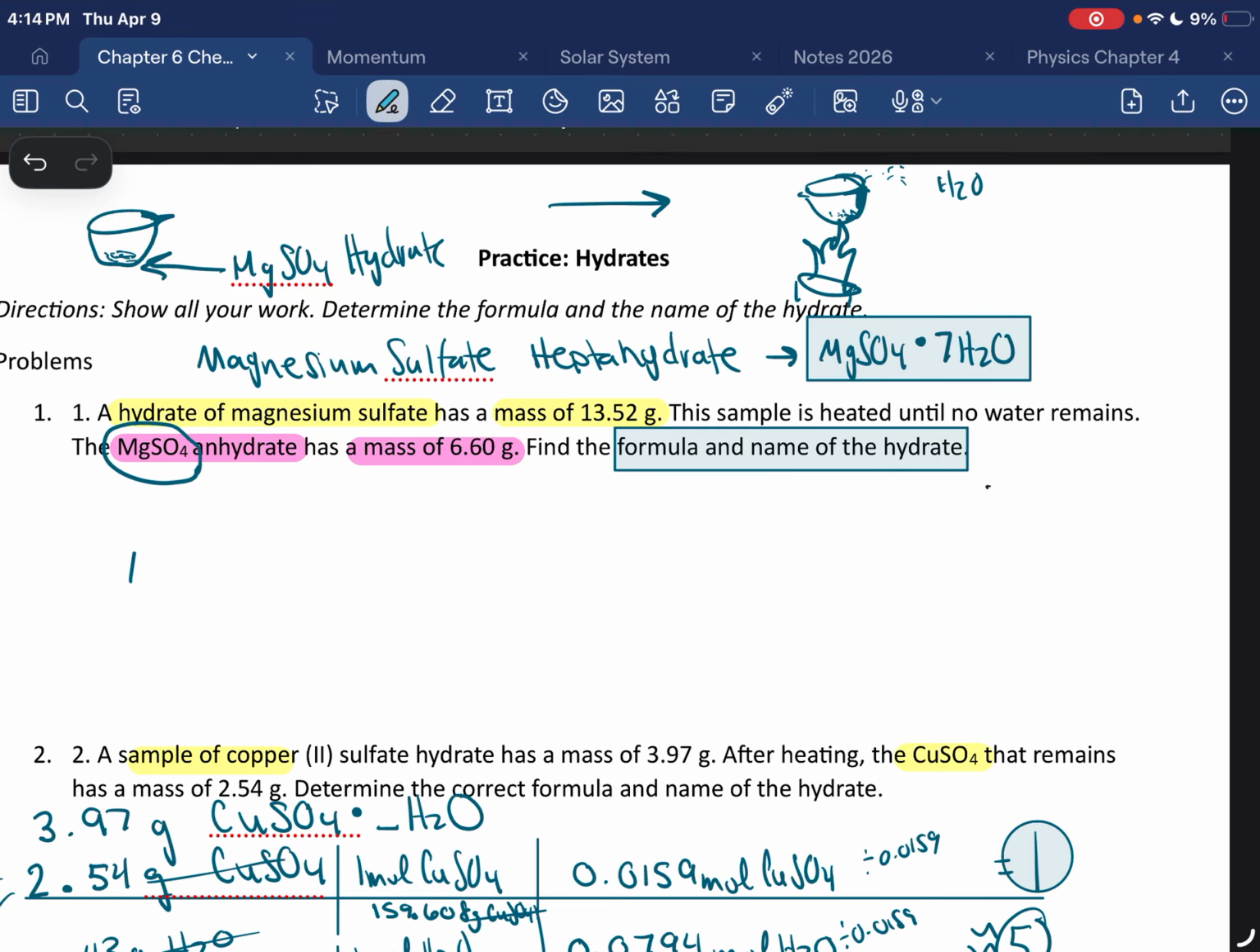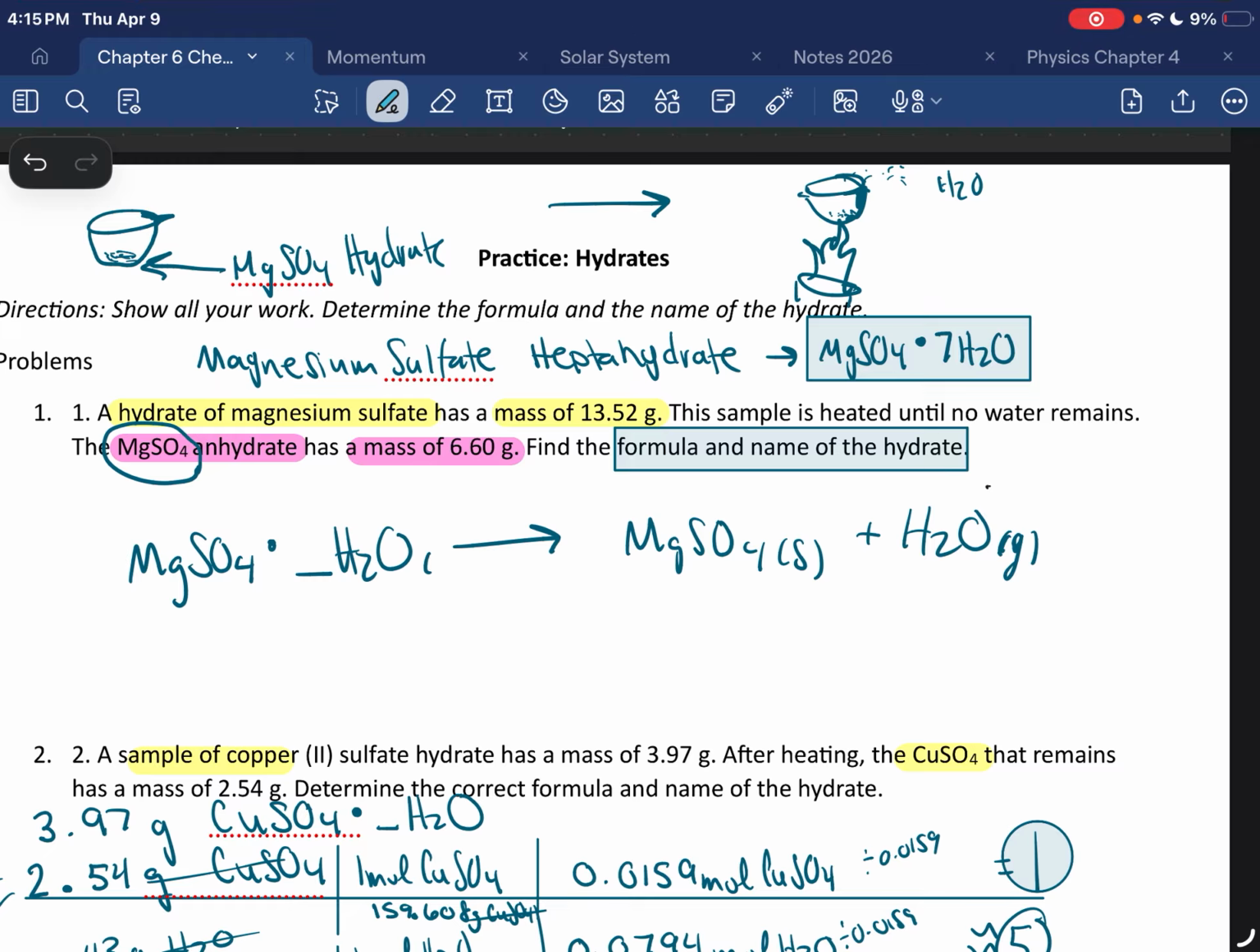So this is what happens. We start with magnesium sulfate dot something H2O. And then when we're done, we're going to have magnesium sulfate as a solid in that dish left over, and H2O in the air, as a water vapor or liquid. So it's going to come out as a gas first.